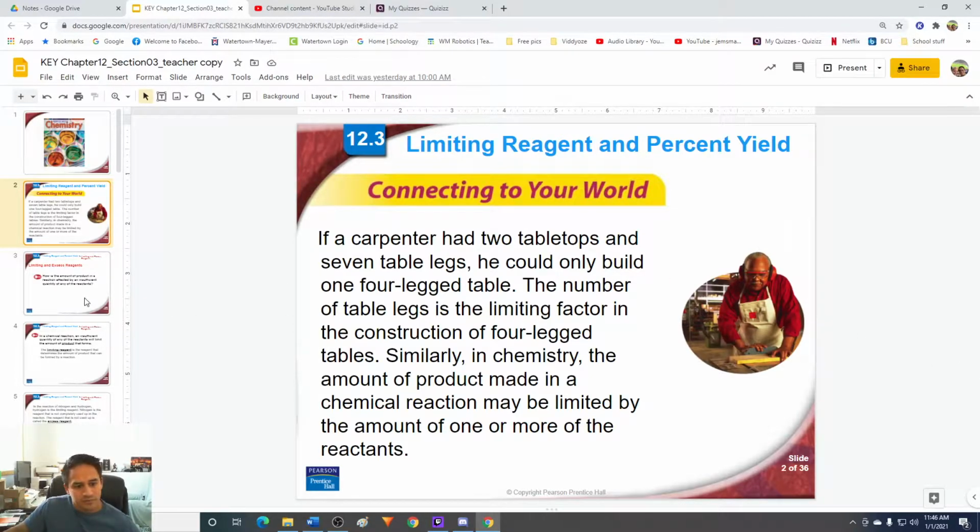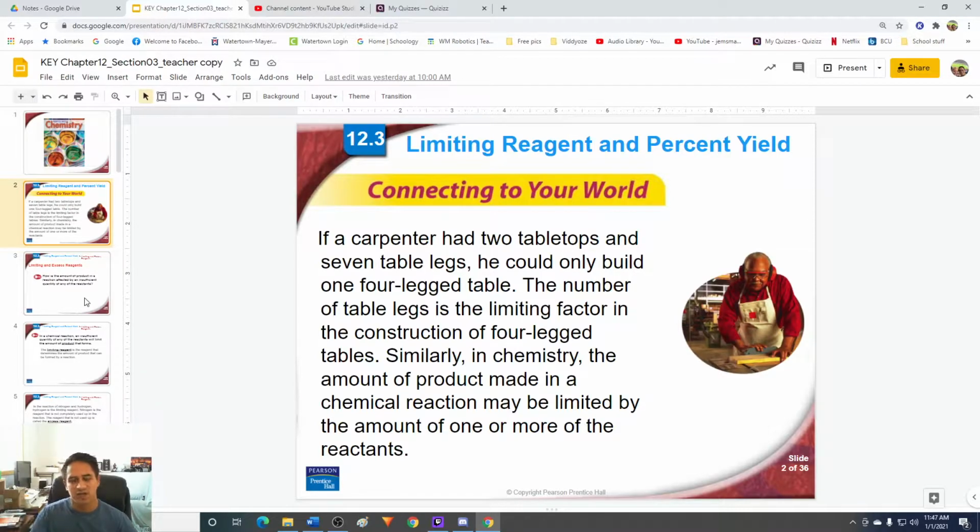Okay, so this final section on a limiting reagent or reactant, that word you'll see both ways, and percent yield is going to be talking about in chemical reactions, sometimes, or I guess every time, when you have a chemical reaction happen, the two materials that you're starting with are not going to both run out equally.